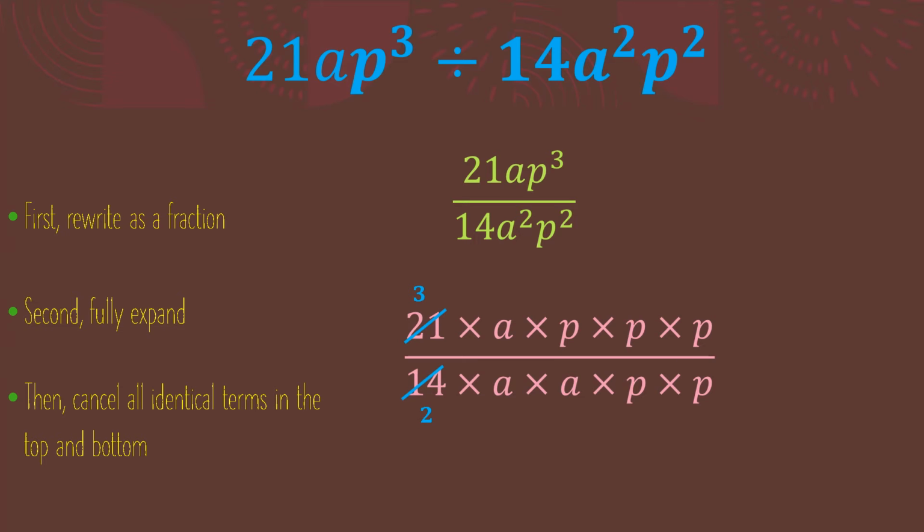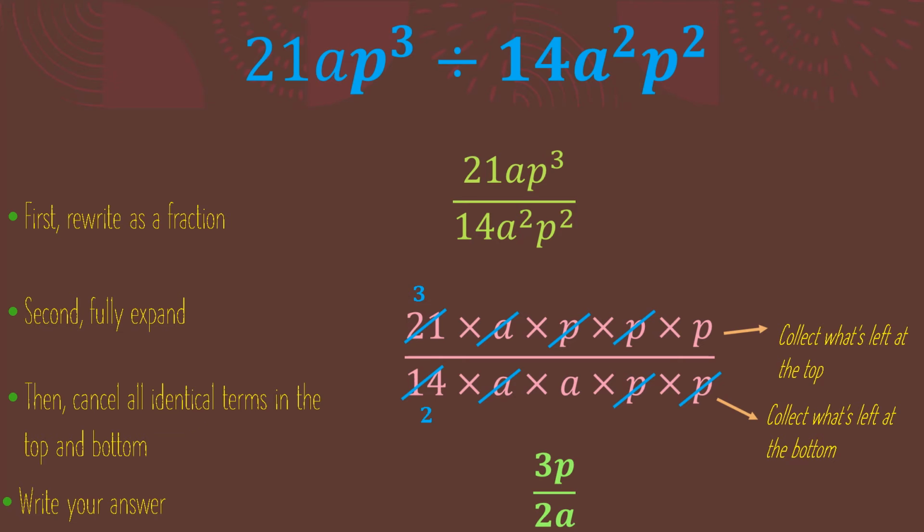Now we want to cancel an a at the top with an a at the bottom. So we're going to use this a at the top to cancel this a at the bottom. We're going to cancel this p at the top with a p at the bottom. Notice there's no more a to cancel with the a at the bottom, so we're going to leave that one. Then we cancel this p with this p. Similarly, there's no p at the bottom to cancel with the p at the top, so we're going to leave that one. We're going to collect what's left at the top. So at the top we have a 3 and we have a p, and we're going to collect what's left at the bottom. We have a 2 and we have an a. So the answer would be 3p divided by 2a.